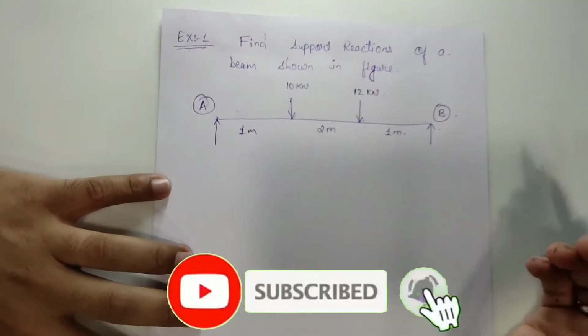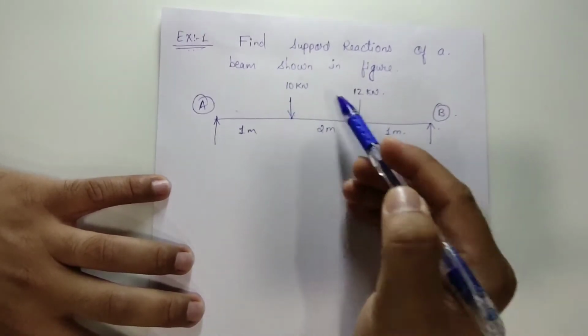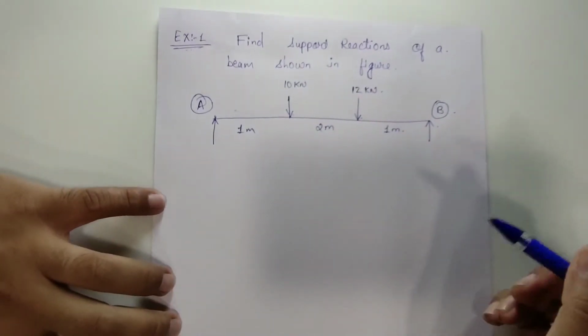Today we are going to see our first example: find the support reactions of a beam as shown in the figure. So let's start.